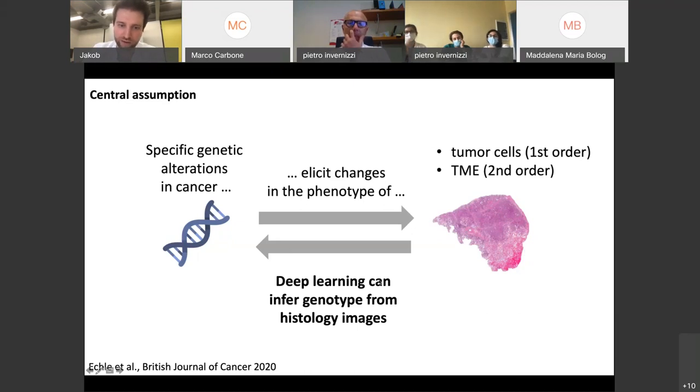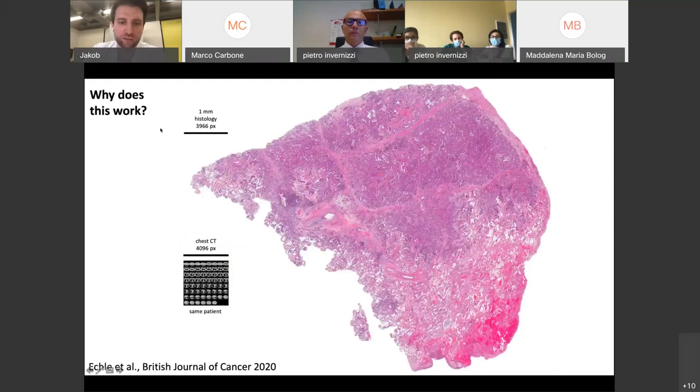And so our idea is that by observing all of these changes in routine H&E histopathology slides, we can guess basically the genotype of the cancer. And the computational tool we use for this task is, of course, deep learning, which I'm going to tell you a little bit more in the next few slides. So why do we think this is possible?